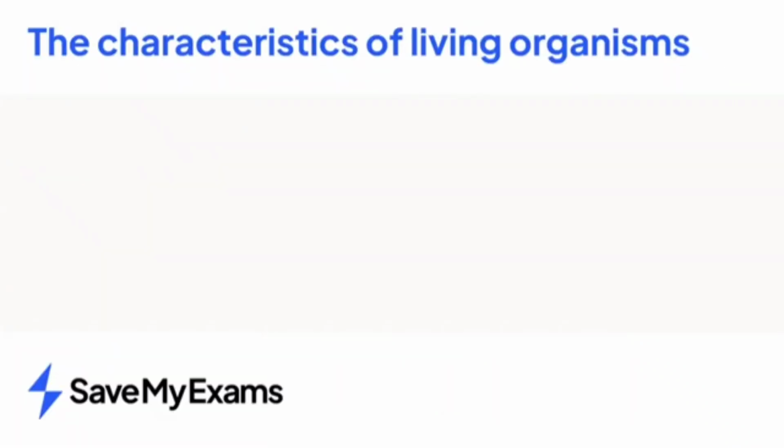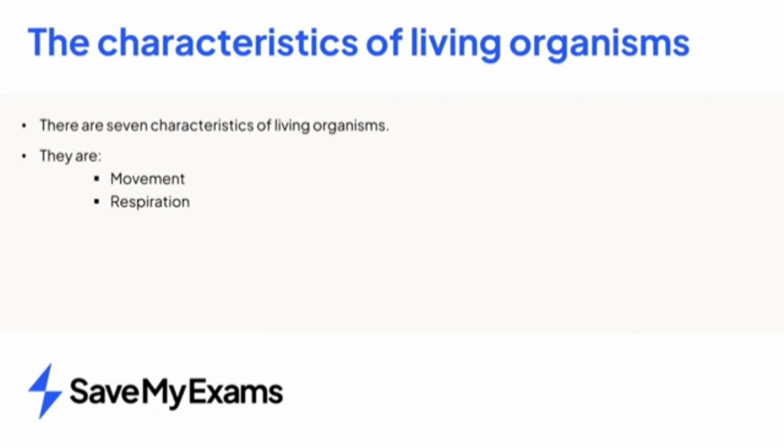In summary, there are 7 life processes: movement, respiration, sensitivity, growth, reproduction, excretion, and nutrition. You do not need to remember these in this specific order, but the acronym Mrs. Gren can really help ensure you don't miss one out.